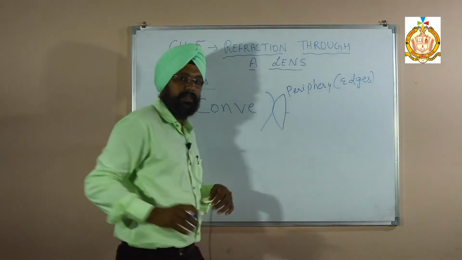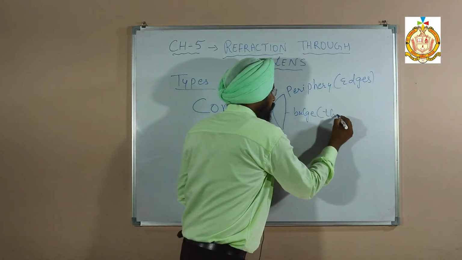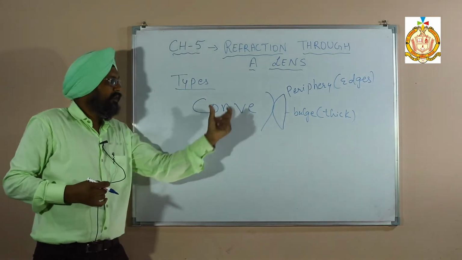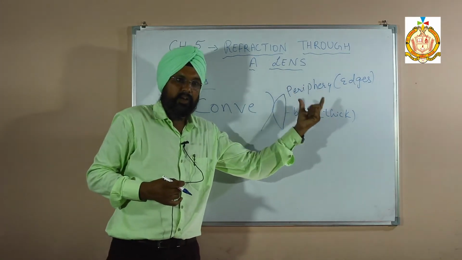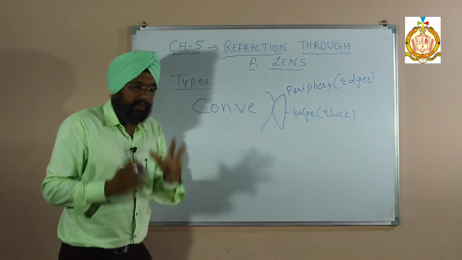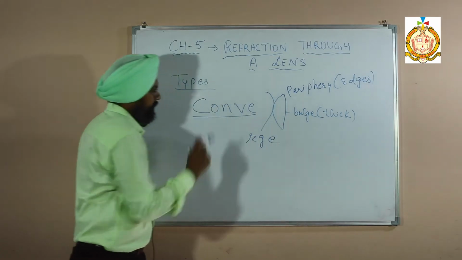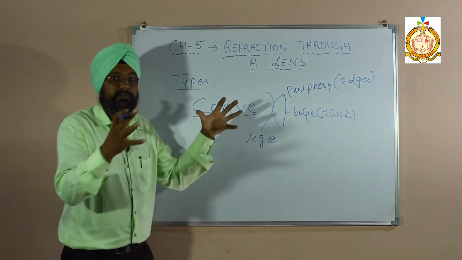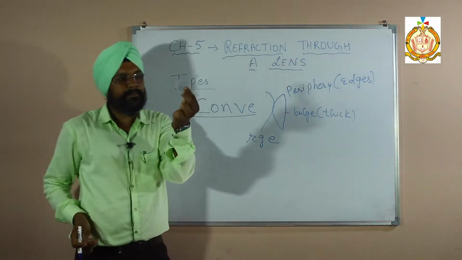And it bulges. Bulge means big or thick at the center. So a convex lens is a lens which is thick at the center and thin at the periphery or edges. This is called a convex lens. Another name for the convex lens, just put the word CONVERGE. What is the meaning? Converge means it collects the rays at one point. So this is a convex lens.